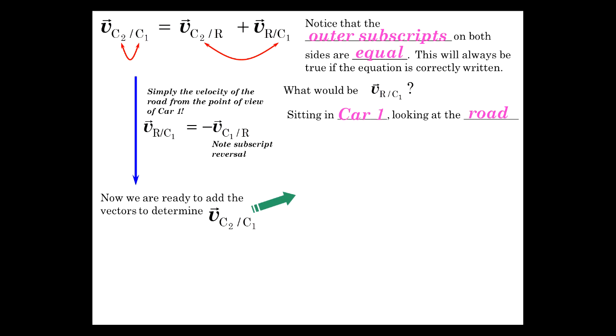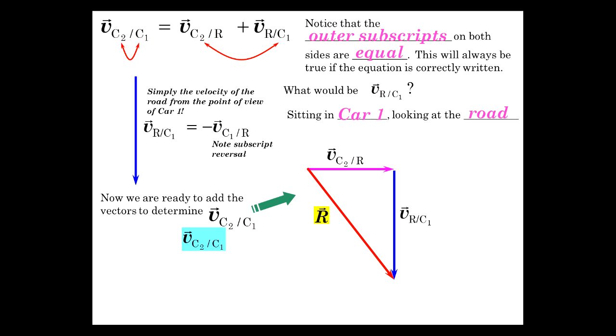So we're ready to add the vectors to determine the result. Velocity of car 2, car 1. Well, we already know what this one is. We've seen it explicitly. And so we're just going to add vectors. So there's the velocity of car 2 with respect to the road. Hasn't changed. And we're going to add, you know how to add vectors now, tail to tip, the road with respect to car 1 vector. There it is. And that's it.